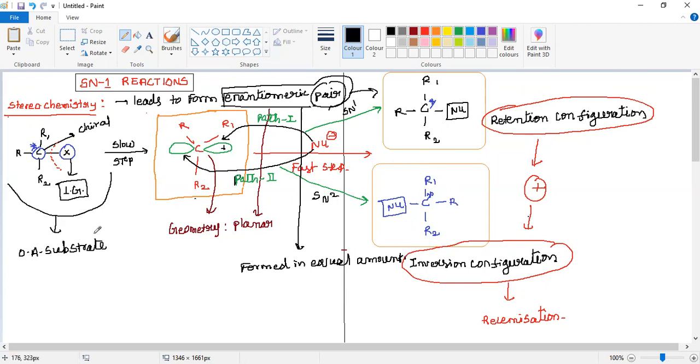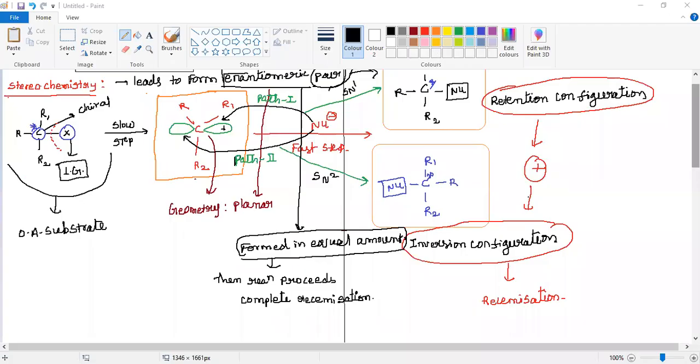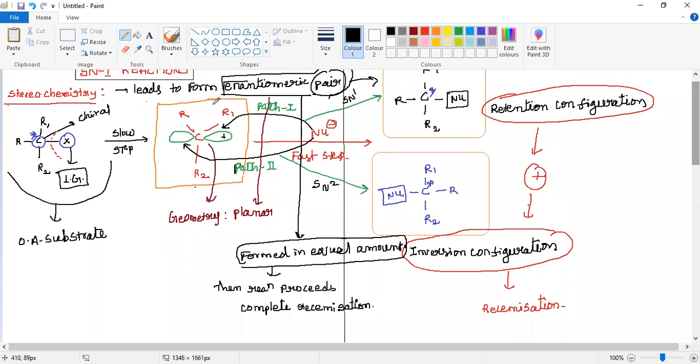then what happens? Then the reaction is said to proceed with complete racemization. Okay? Whenever the enantiomeric pair is formed in equal amounts, then that reaction proceeds with complete racemization. What do we say it is? Complete racemization.